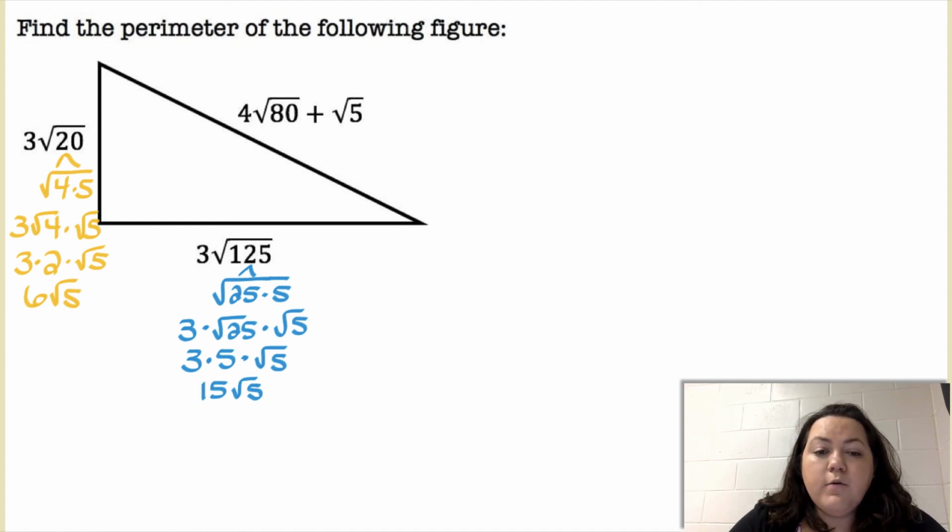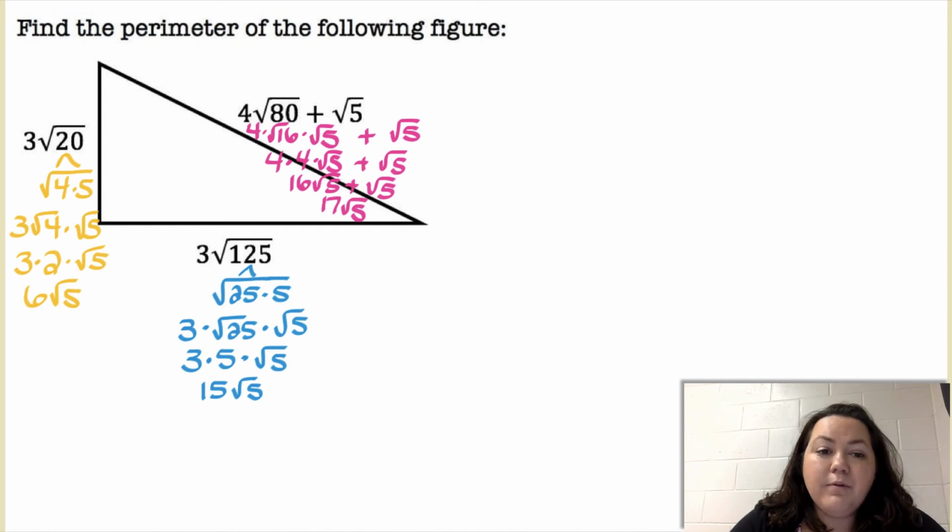And then next one I have 4 times the square root of 80 plus the square root of 5. So I'm going to break up that square root of 80, and I get 16 times 5 makes 80. So I have 4 times the square root of 16 times the square root of 5 plus the square root of 5. The square root of 16 is 4, so I have 4 times 4 times the square root of 5 plus the square root of 5. And 4 times 4 is 16 square roots of 5 plus square root of 5. So that gives me 17 square roots of 5.